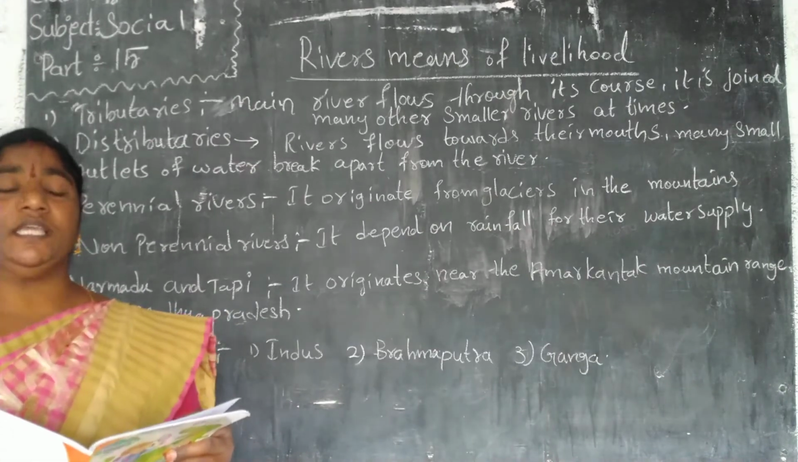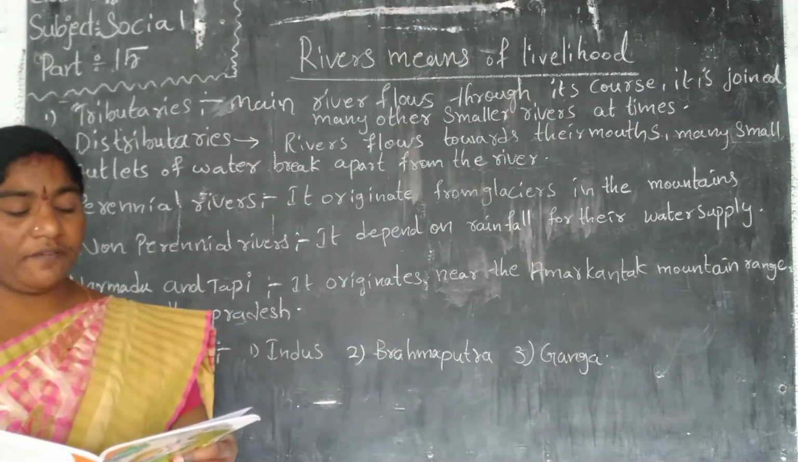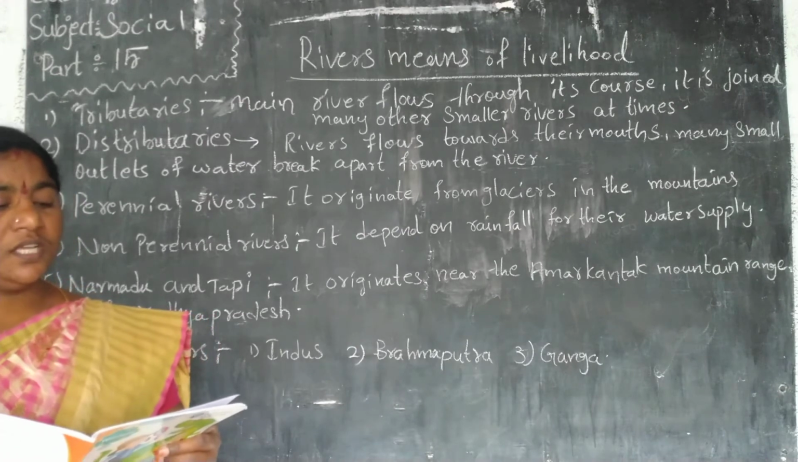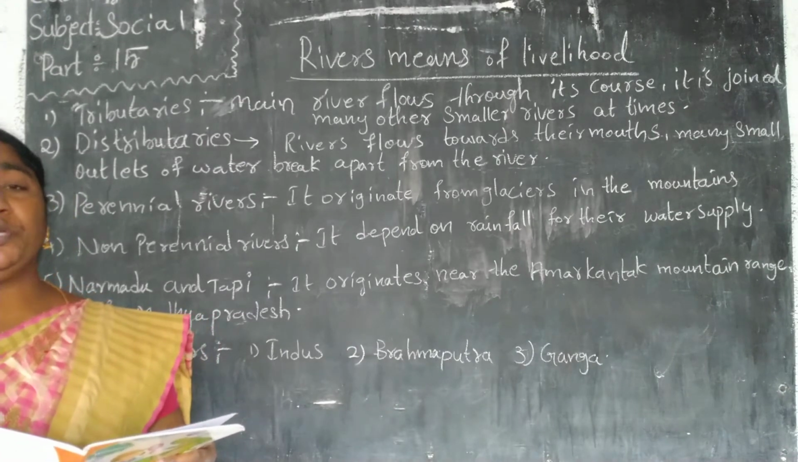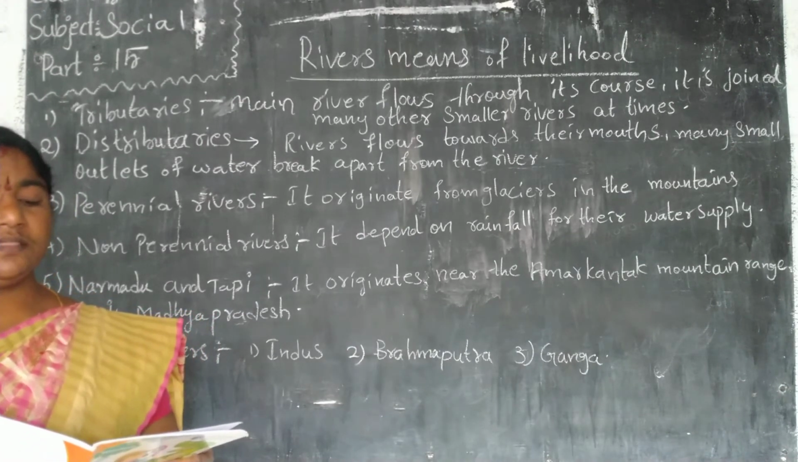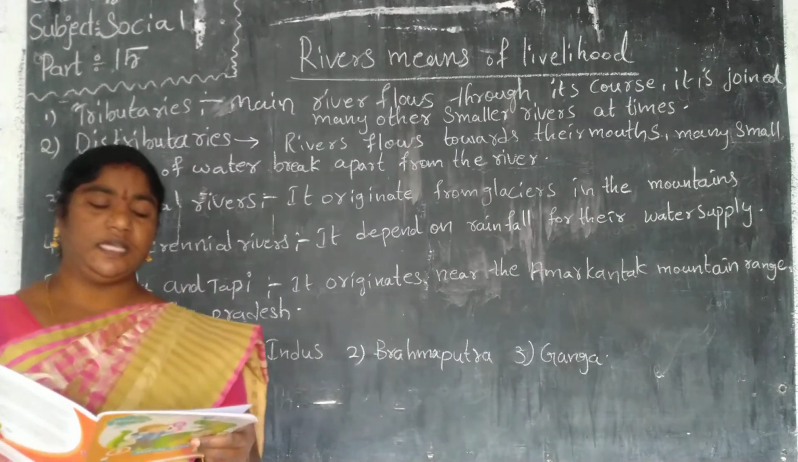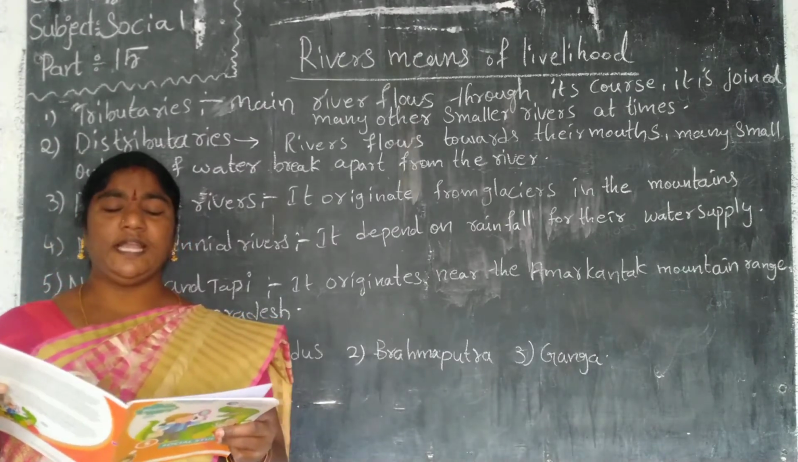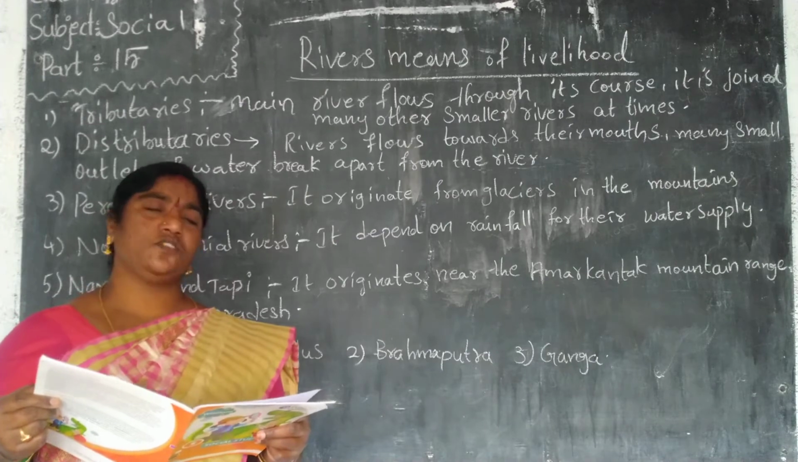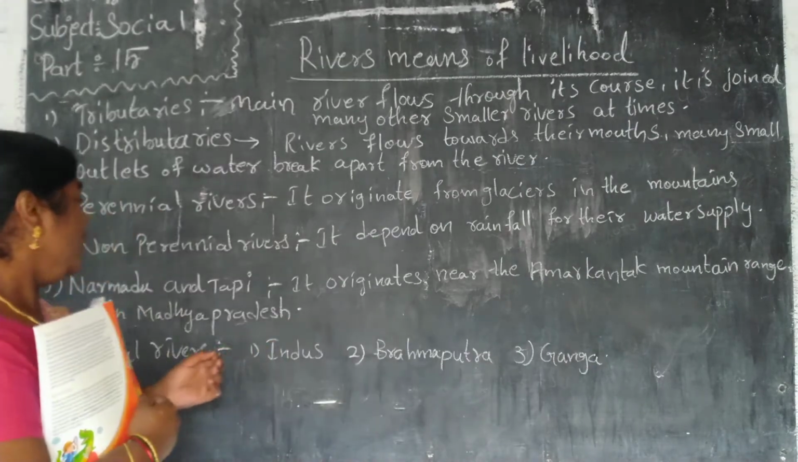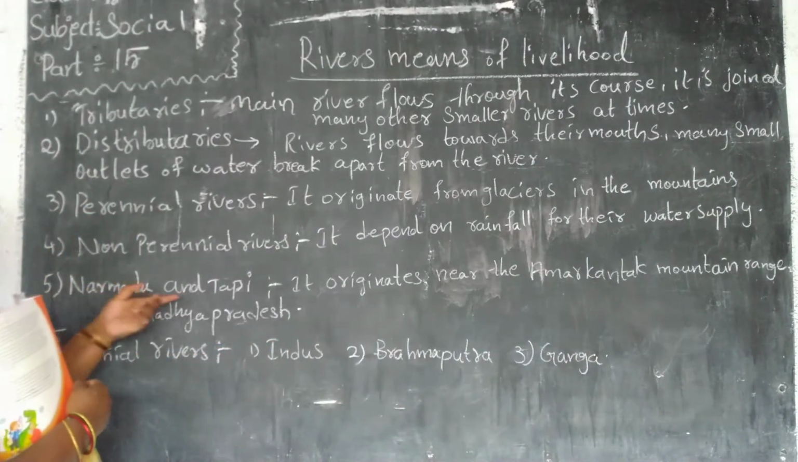Next, Mahanadi. Mahanadi is a non-perennial river. Mahanadi originates in the Sihawa mountains in Dhamtari district in Chhattisgarh. It flows through Chhattisgarh and Odisha, two states. Next we have to discuss Narmada and Tapi.